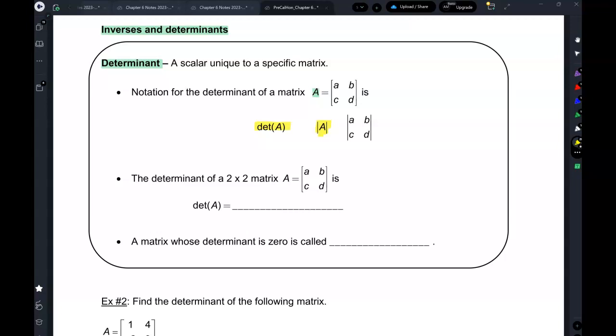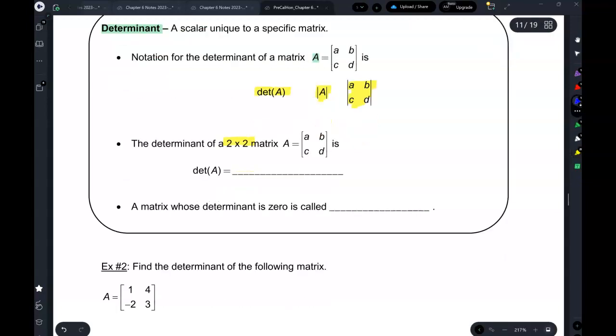Look, at some point we have to reuse symbols, right? We can't just come up with new symbols for each world, so we're just recycling them. Or you can put the whole thing in vertical bars and say determinant of this matrix. Okay, that's notation. So now, if you have a 2 by 2, how do you find the good old determinant?